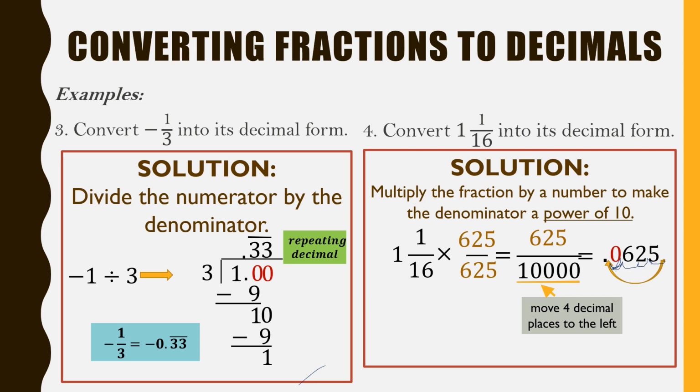Okay, so the value of 1 over 16 is 0.0625, and let us not leave our whole number 1. So we have 1.0625. That is the equivalent of 1 and 1 over 16 in decimal.